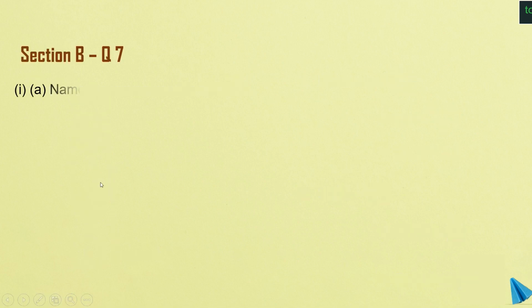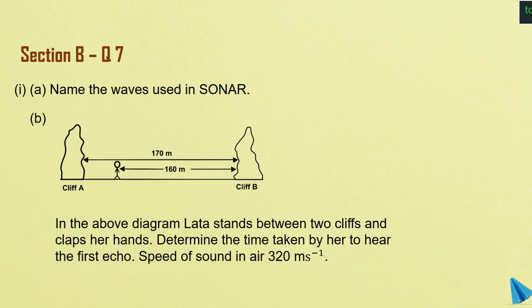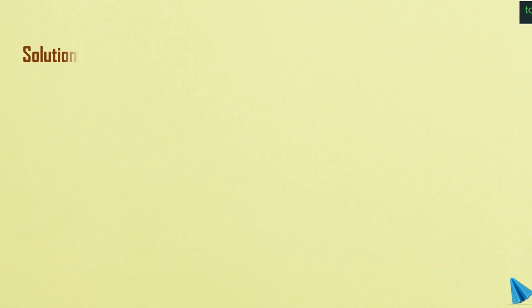Let's continue. So let us see the next question, question 7, the first part. Name the waves used in sonar. And second, the figure is given. In the above diagram, Lata stands between two cliffs and claps her hand. Determine the time taken by her to hear the first echo. Speed of sound in air is 320 meter per second. Let us see the solution.